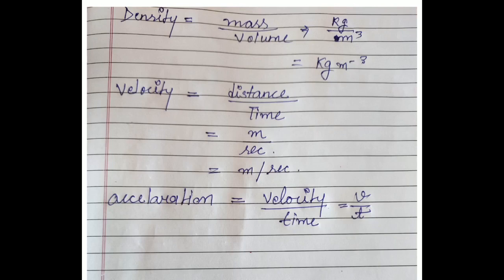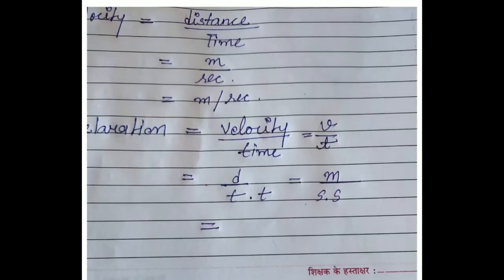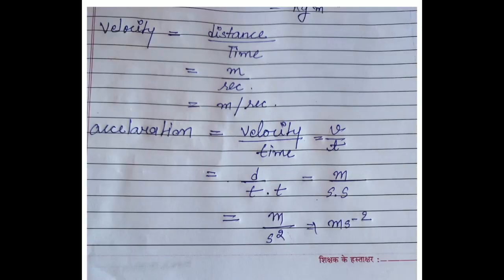Next is acceleration. The formula of acceleration is velocity upon time, v upon t, and velocity is distance upon time. We replace the v by d by t, and t is already there, so d by t into t, it means meter upon second into second, then it becomes meter per second square. So acceleration is also a derived unit.